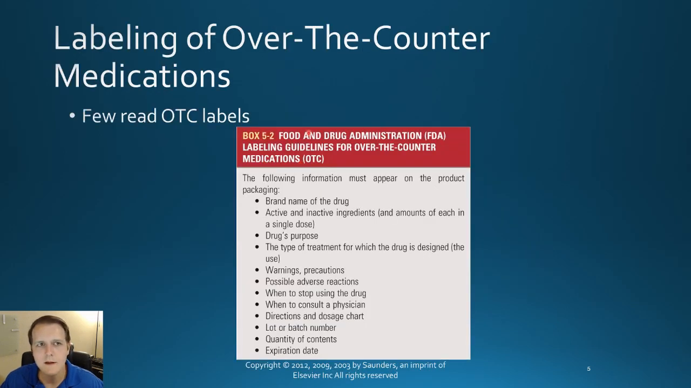Other things you may see here are some of the labeling for over-the-counter medications. And again, a lot of people don't end up reading these, as it turns out, but they will include a lot of information for the patient, including things like adverse reactions they may have, the reason why they're taking the medication, how to dose it, when to take it, when not to take it, things like that. So these are commonly going to be included in a lot of the over-the-counter or non-prescription medications.